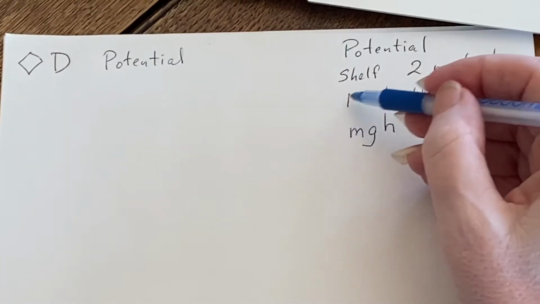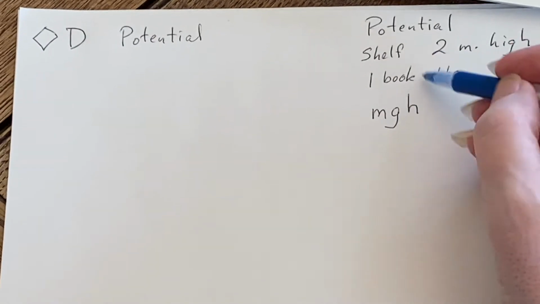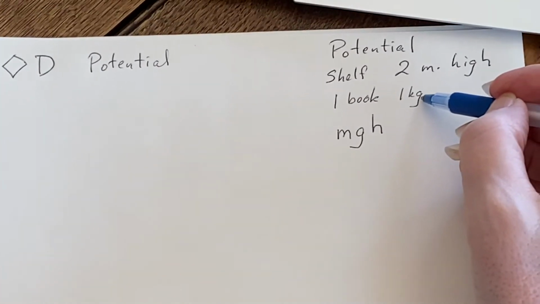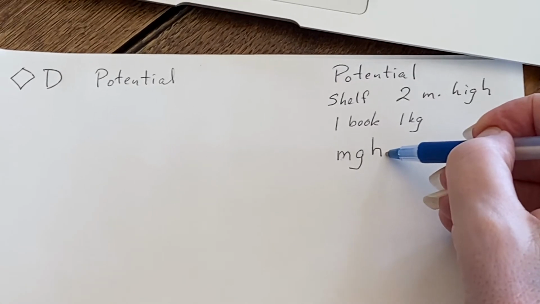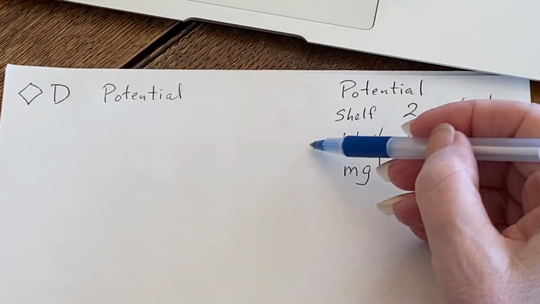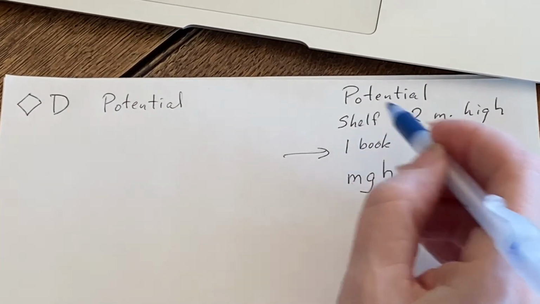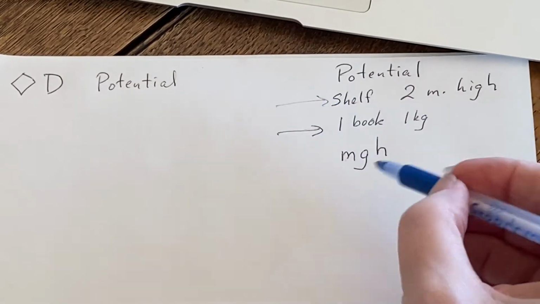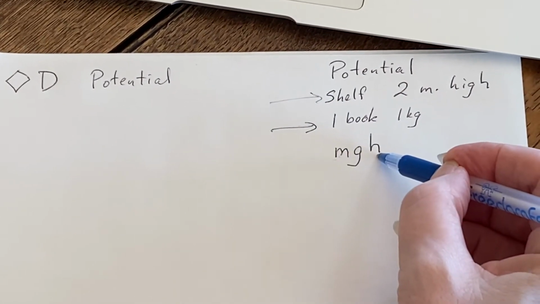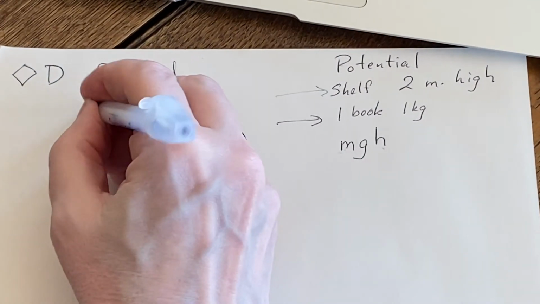If I decide to lift 2 books, maybe that's a big set of encyclopedias or something, so the next book also weighs that. I'm just doubling this. I'm not doubling the height. So the amount of stuff being lifted is different than how high the shelf is. They're independent of each other. So when I simply talk about potential, I would be talking only about the height.